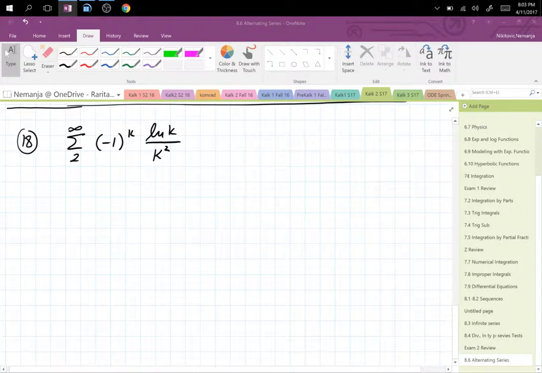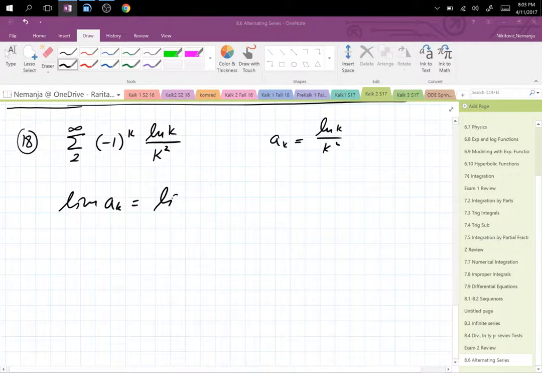You don't have to do that. It's just slow and fast. That's it. Done. Exactly. Very good. You use the growth rate of functions. It's slow or fast. It goes to 0. So a_k is ln k over k squared, which means that the limit of a_k, the limit as k goes to infinity of ln k over k squared, you can go with the growth rate of functions. So slow divided by fast is going to go to 0 immediately.